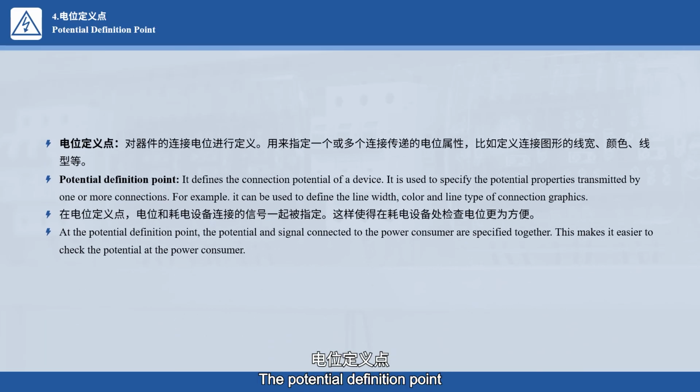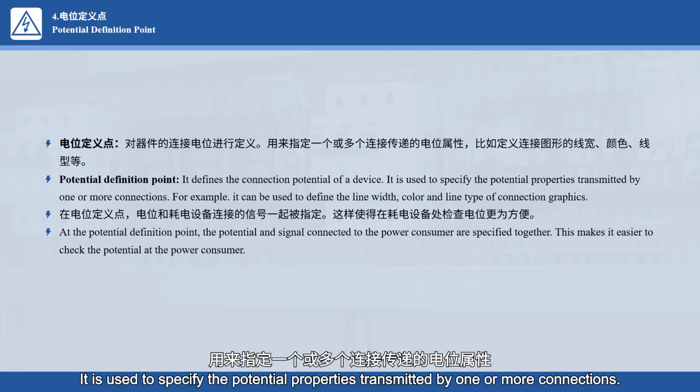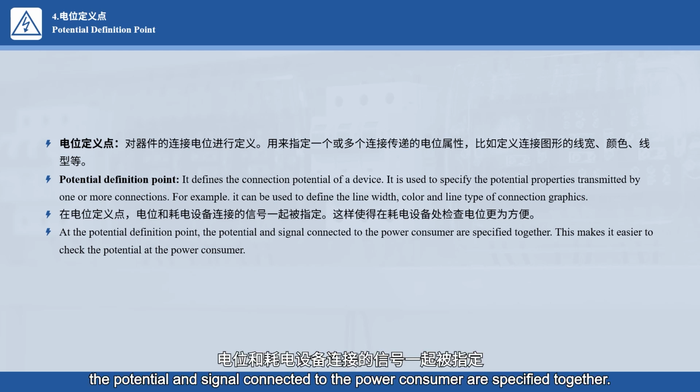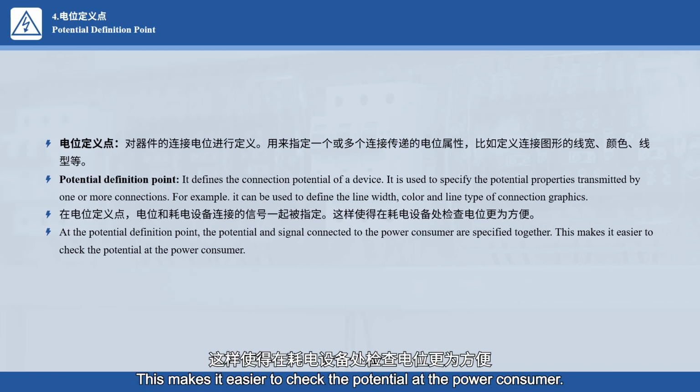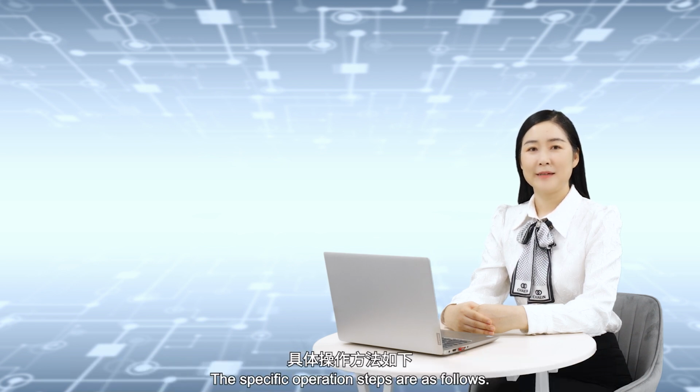The potential definition point is used to define the connection potential of a device. It is used to specify the potential properties transmitted by one or more connections. For example, it can be used to define the line width, color, and line type of connection graphics. At the potential definition point, the potential and signal connected to the power consumer are specified together. This makes it easier to check the potential at the power consumer. Next, let's insert the potential definition point in the schematic diagram. The specific operation steps are as follows.